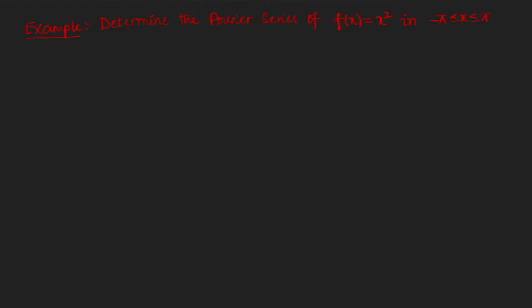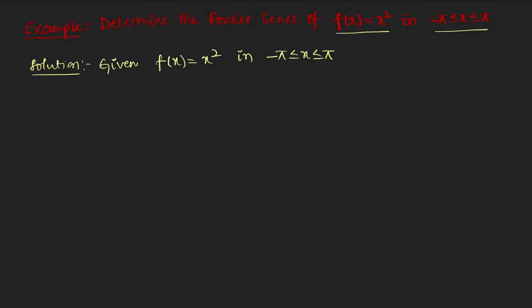In this video, you can solve one example for the Fourier series. Determine the Fourier series of f(x) = x² in the interval -π ≤ x ≤ π. Solution: given f(x) = x² in the interval -π ≤ x ≤ π.